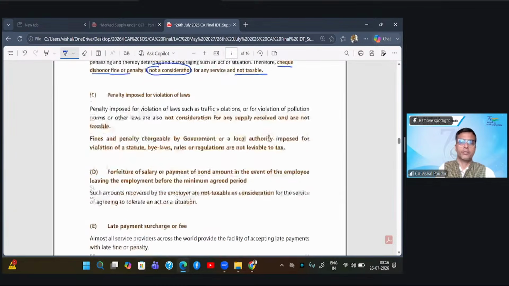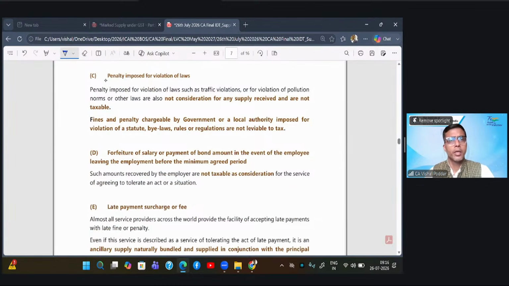Next, many times you violate laws. Simple example, traffic laws. You were supposed to not enter a particular lane because it is one way or the entry is restricted, but you entered there. You parked your vehicle in a no parking zone.